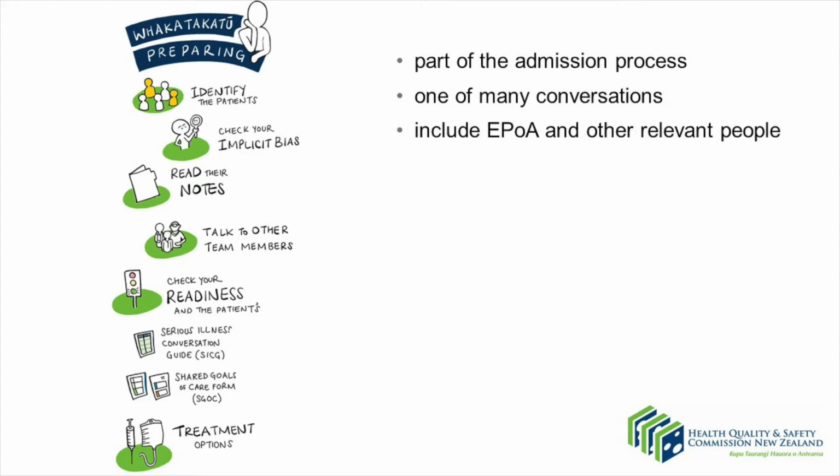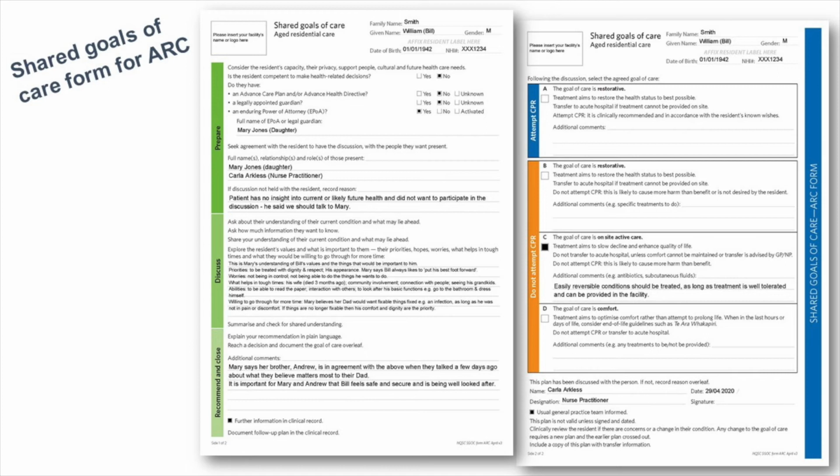So the Serious Illness Conversation Guide and the Shared Goals of Care form, which we're going to have a look at in more detail now. We're choosing to focus on the National Shared Goals of Care document for this demonstration, but just to note that some organisations may have different documentation in use. Whichever document is being used in your organisation, the information discussed here should ideally be included.